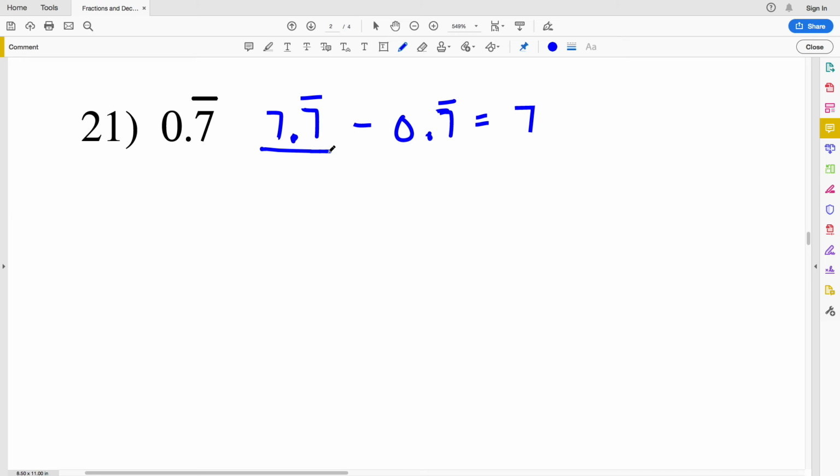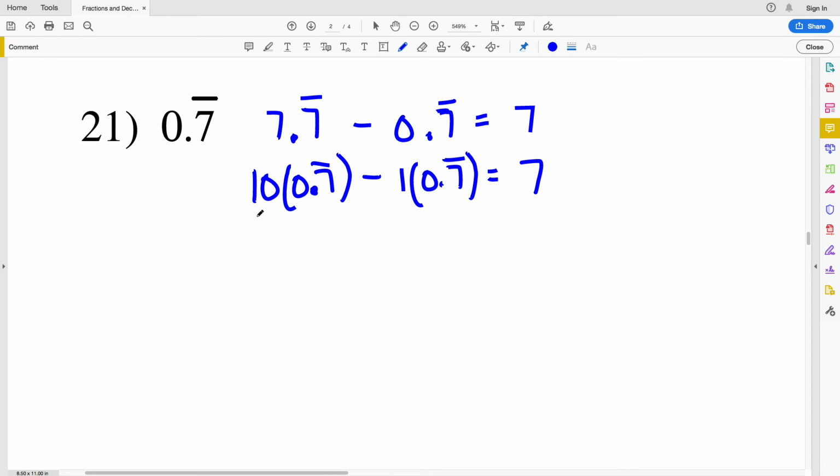Now again, how do we get 7.7? We multiplied our original number by 10. So 10 times 0.7 repeating, in order to get that as a whole number, we need to subtract 1 of that original decimal repeating. So subtracting 1 times 0.7 repeating, that gave us that whole number 7. And again, 10 of some number minus 1 of the same number will leave us with 9 of that number. So 9 times 0.7 repeating equals 7. And this is what we started with, that 0.7 repeating.